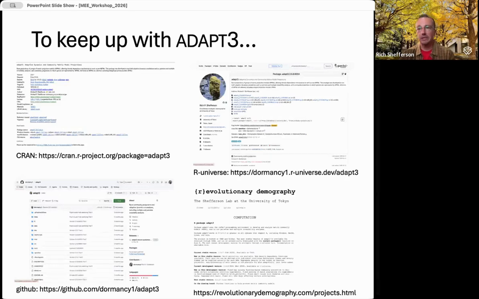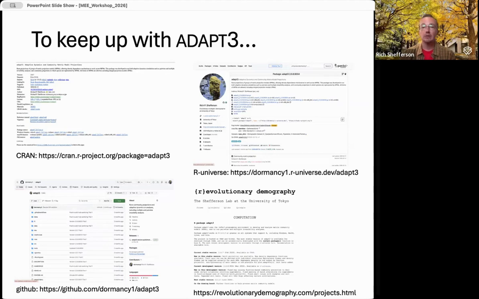In terms of resources, as I mentioned, ADAPT3 is on CRAN. So you can go to the CRAN page on ADAPT3 and see the status of it there. This is the most stable version. Now, I do have a GitHub repository for it, so you can take a look at that. If you want to look at the code or anything, it's probably the easiest way.